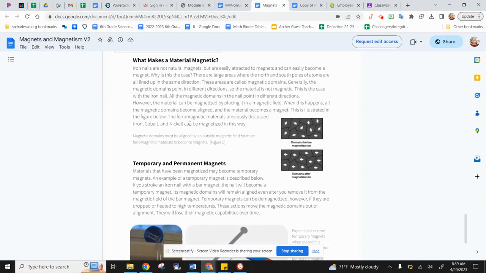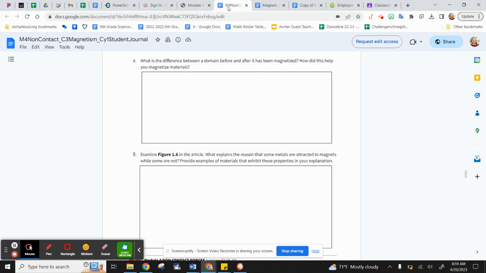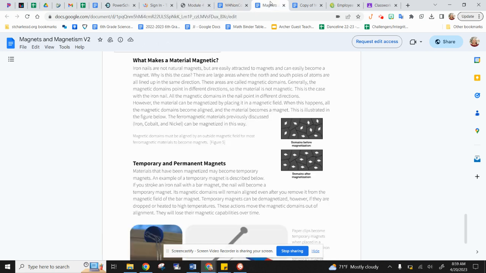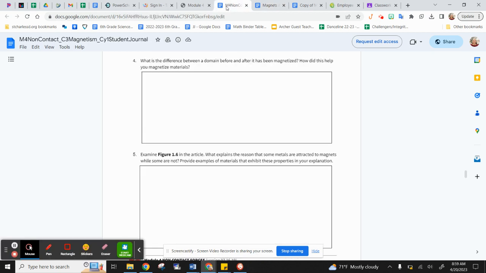This is where you'll want to reread this section for that answer if you need to. It talks about the different domains, which would be here and here. So again, what is the difference between a domain before, here, and after, here, it's magnetized? And how can that help you magnetize different materials? So for example, like the paper clips and the nail that we talked about in the article.